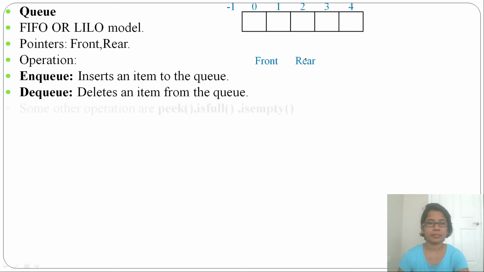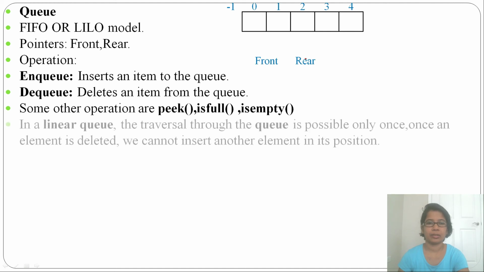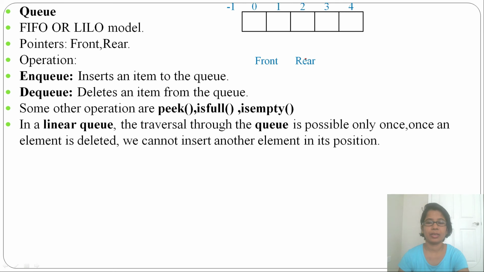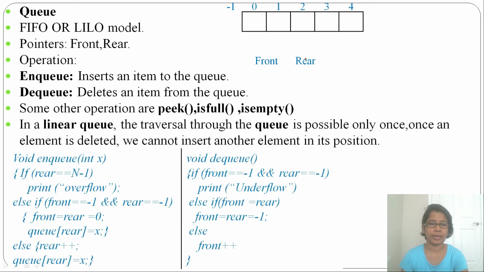Okay. So some other operations are peek, is full, is empty. So like stack, here also. Then in a linear queue, the traversal is possible only once, and once an element is deleted, that space we cannot reuse. That position is left blank. Okay, so these are the code for NQ and DQ. So let's just go through this.